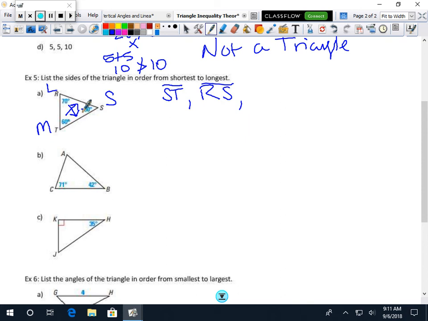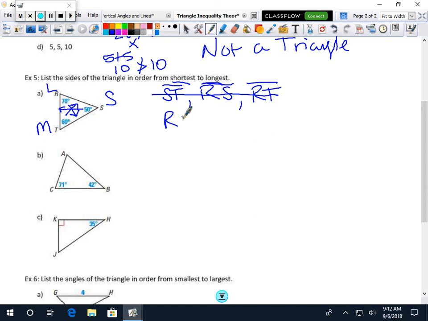And across from the smallest angle is the smallest side, which would be side RT. And now I have been told that I've done this wrong because it wants me to list it from shortest to longest. So I need to reverse all of these.